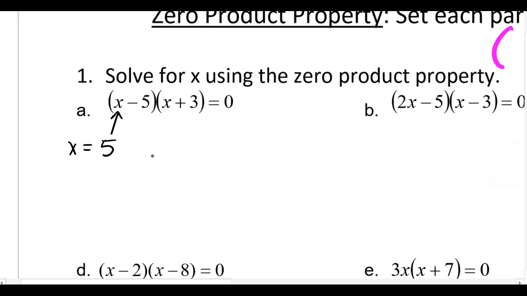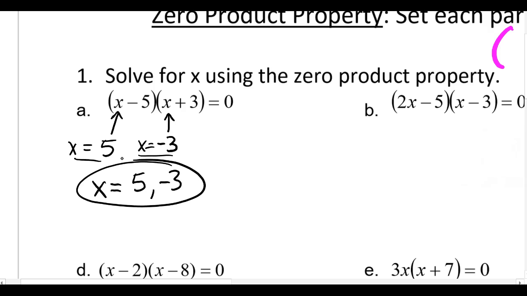X equals 5. And then what would I plug in here to make it 0? Well, this is plus 3, and if I did 3 plus 3, that would be 6. So it can't be plus 3. It has to be negative 3. Okay? So then what I want to do is write that as one answer, because here I have one answer and one answer here. I want it to be one answer written together. And I would write x equals 5, comma, negative 3.